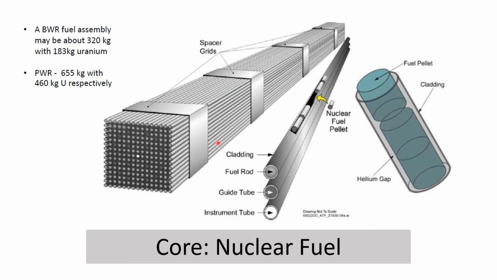So this is now your fuel assembly, an assembly of many fuel rods. For your typical or most widely used power reactors, like for example a BWR or a boiling water reactor, the fuel assembly may be about 320 kilograms with 183 kilograms of uranium. And a PWR or a pressurized water reactor can be around 655 kilograms with 460 kilograms of uranium respectively.